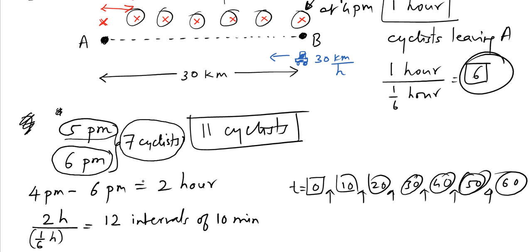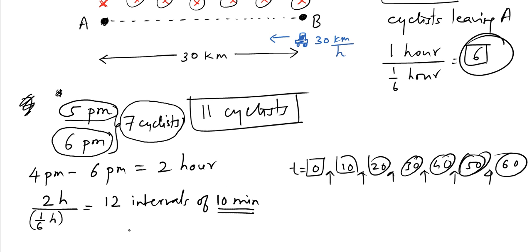in 2 hours, and at the beginning and at the end of every such 10-minute interval there is a cyclist who is going to leave A. So naturally, by the earlier logic, I must add 1 to this. So I get 13 cyclists leave A for B from 4 p.m. to 6 p.m. Now why is my answer 11?